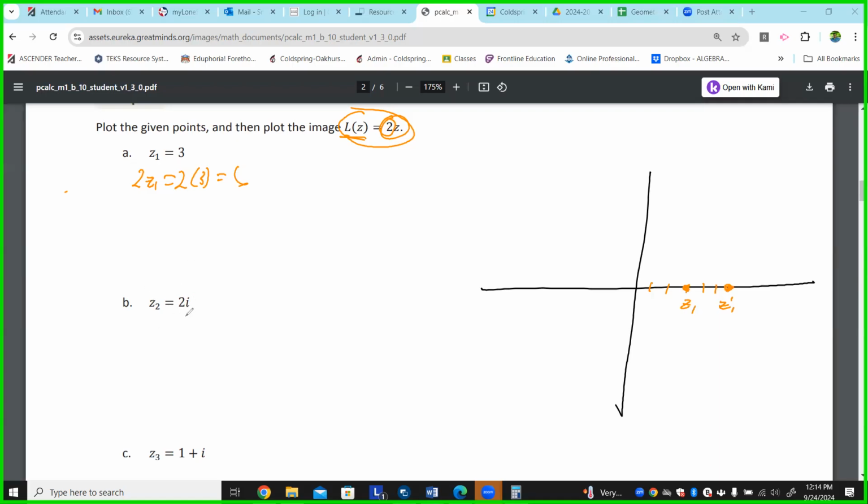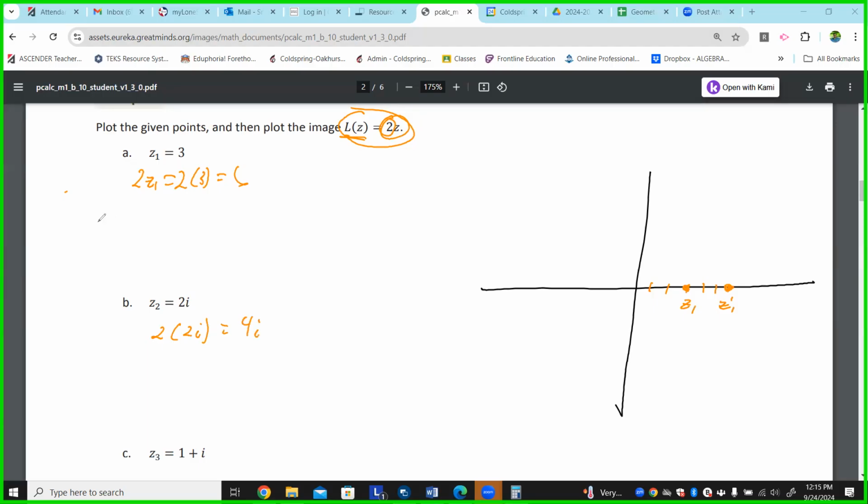z2 now equals 2i. What am I going to do to that 2i? I want to multiply by 2 because that's what it's telling me. It's telling me to do 2 times all these z's. So I'm going to do 2 times 2i. What's 2 times 2i? 4i.